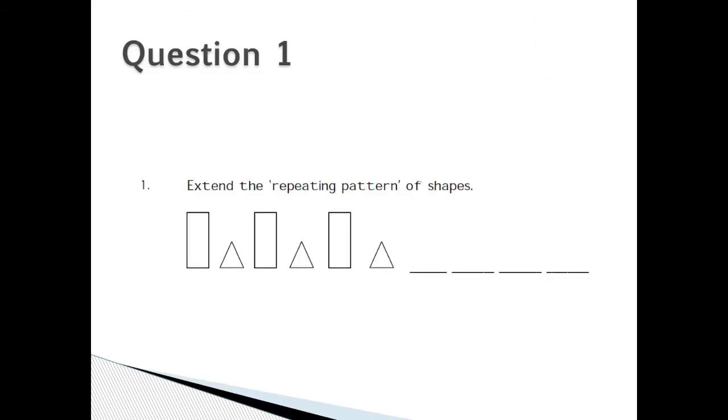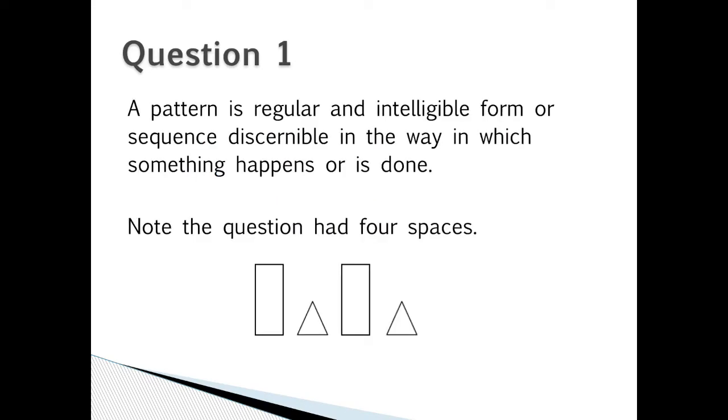Question 1. Extend the repeating pattern of shapes. We have a rectangle, a triangle, a rectangle, a triangle, a rectangle, a triangle. A pattern is a regular and intelligible form or sequence discernible in the way in which something happens or is done. So note the question has 4 spaces, so your answer is a rectangle, a triangle, a rectangle, and a triangle.